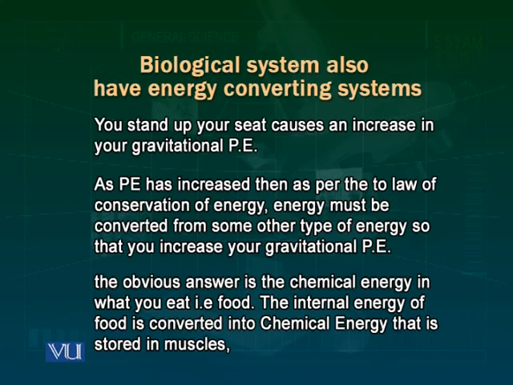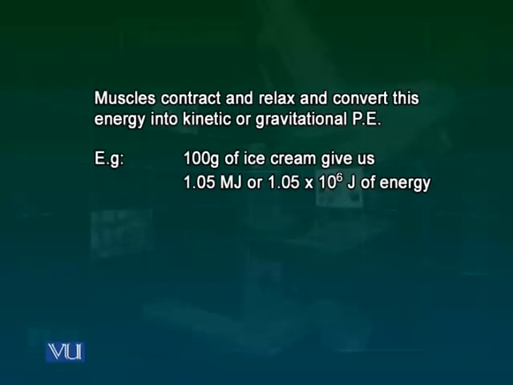Whenever we eat food, we are converting the chemical energy in the food into chemical energy, which is then stored in the different organic systems which we have. Another simple example: if you have about 100 grams of ice cream, it should give us about 1 megajoule of energy. Depending upon what type of ice cream you eat, you might have a variation in this range. But normally, the rule of thumb is that you should get about 1 megajoule per 100 grams of ice cream.